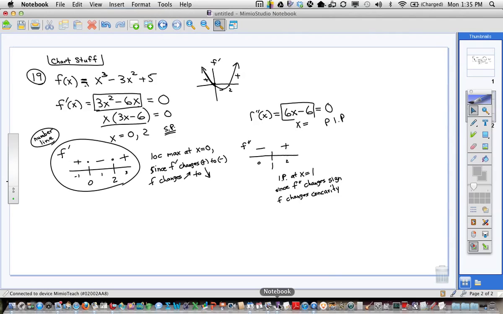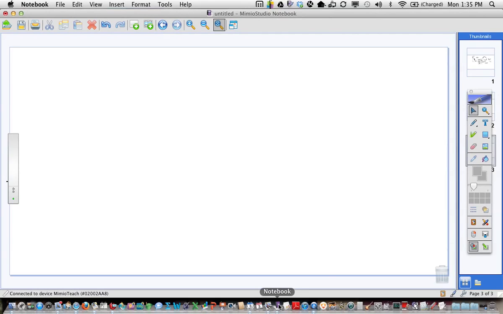Chart stuff. Now, number 20 is not part of your homework, but I would strongly suggest you try to do number 20 tonight. See if you can repeat what we just talked about with number 19. Okay? Final thing we're going to do is number 23, and we're going to see how it's different from this one. There's some similarities, but then there's some differences.